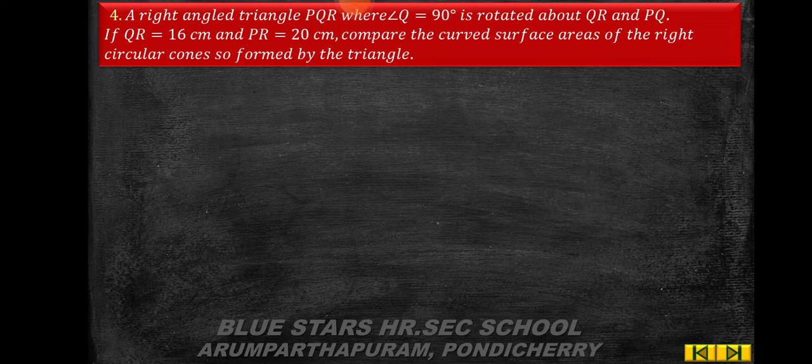So problem number 4. A right angled triangle PQR where angle Q is 90 degree is rotated about QR and PQ. If QR is equal to 16 centimeter and PR is equal to 20 centimeter, compare the curved surface area of the right circular cone so formed by the triangle.